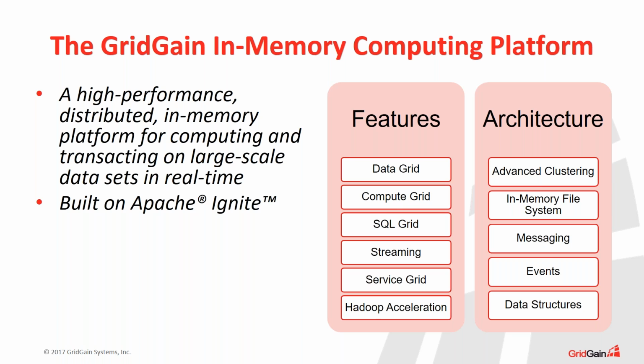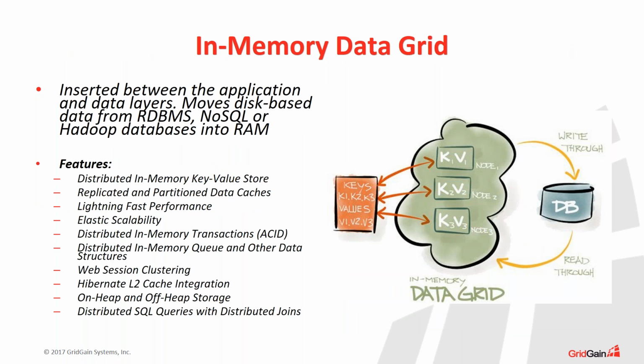And I already went through this. So let's see. Our in-memory data grid is sort of the core element of all of this. This data grid, as I was talking about, gets inserted between an application and a data layer, and you then move your disk-based data into memory, and at the same time, you can continue writing to your database so that it can continue to be your system of record.